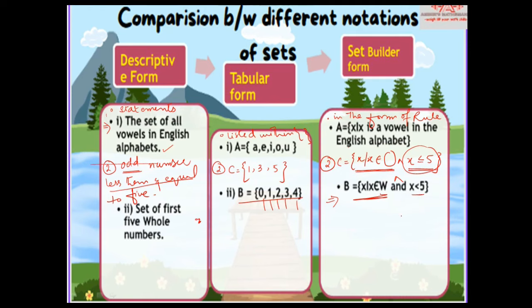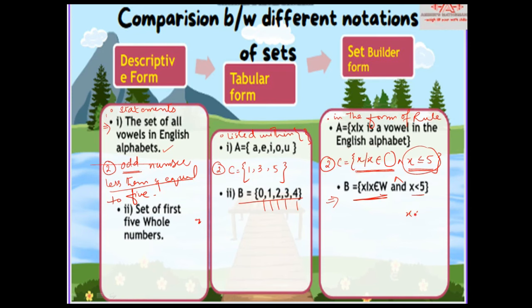Fine. Or we can also write it as x is less than or equal to 4, or we can write it as 0 is less than or equal to x less than or equal to 4. It means they are starting from 0 and end at 4. I hope you have understood the comparison between all three notations of sets.